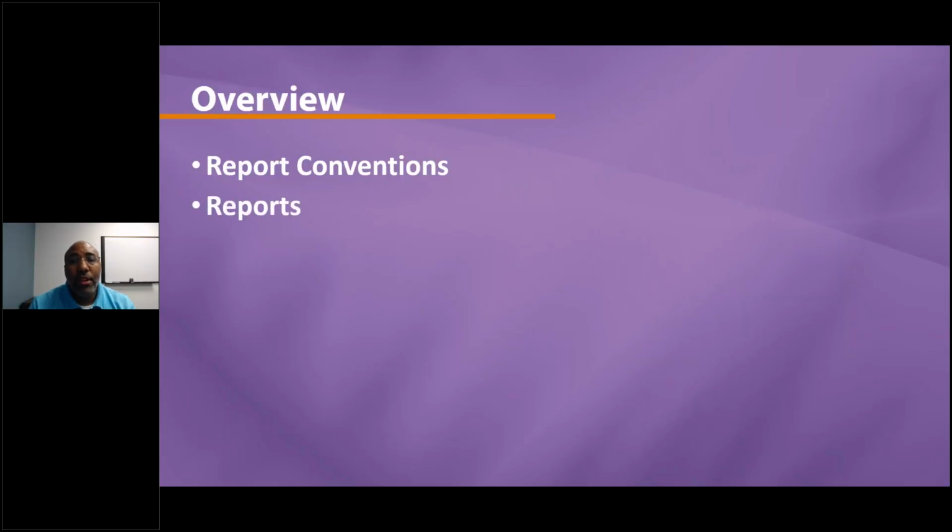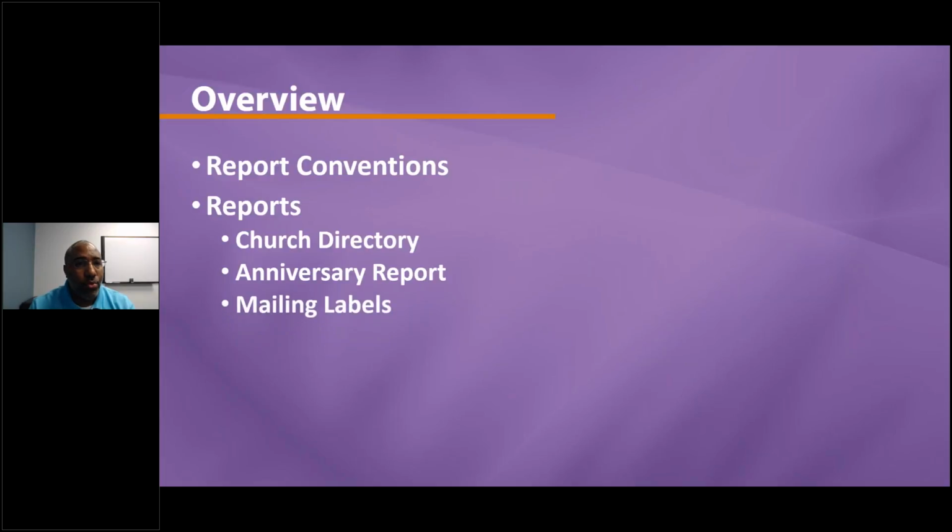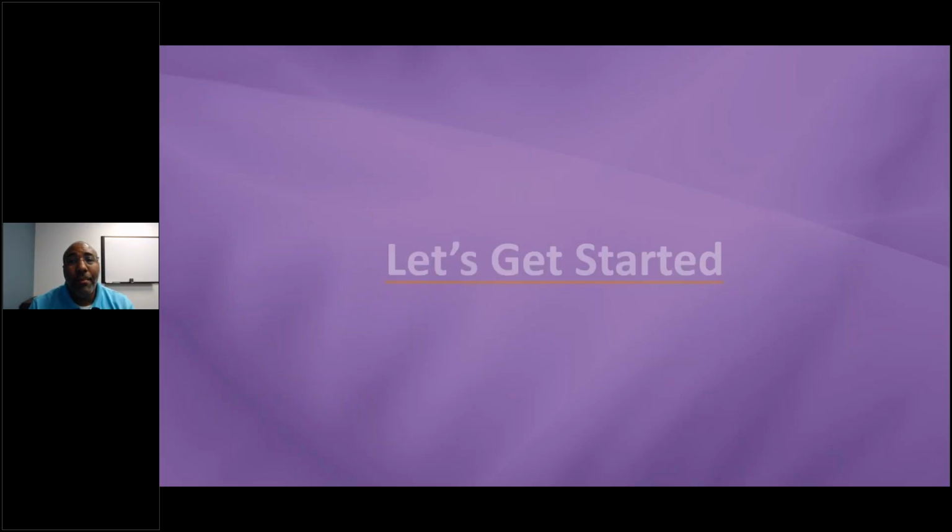To show that demonstration, we'll use the church directory. The church directory is a great report. It has basically all of the little parts that you'll see throughout the rest of the software when it comes to reporting. We'll also show the anniversaries report, and of course we'll show mailing labels. Those are probably what you would consider the big 3 reports inside of the membership module. After we get done with mailing labels, we'll have our short 5-question quiz, then our question and answer session. Then at that point we'll head to lunch.